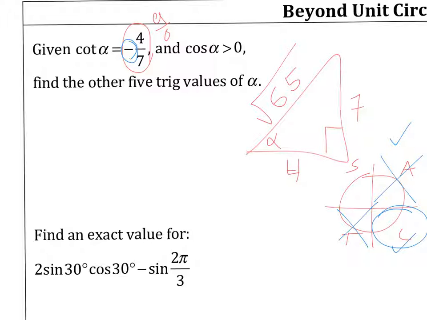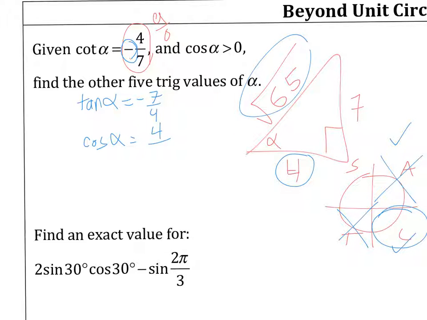Okay, so based on my triangle and based on knowing which angle we're looking at, we'll take a look at this. So cotangent, first one I might do is tangent because I know that's just the reciprocal. Tangent of alpha is negative 7 over 4. Nice. Cosine I know is supposed to be positive. Cosine of alpha is going to be adjacent divided by hypotenuse. 4 over the square root of 65. Or if you wanted to rationalize the denominator, 4 root 65 divided by 65.